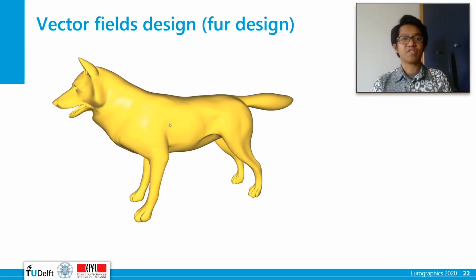Alright, so the first application that we want to highlight is vector field design. One typical goal of vector field design is to compute a tangential field that is, on the one hand, smooth, and on the other hand, aligned with input data provided by the user, for example in terms of strokes.